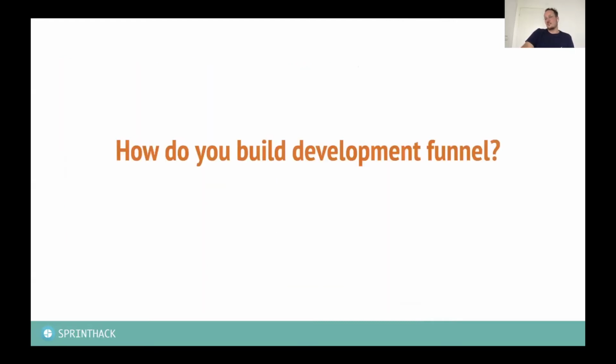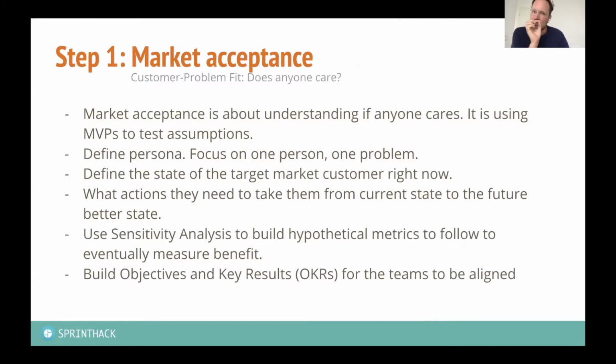So how do you build this development funnel? Step one is that you go after the question, does anyone care? Market acceptance is all about understanding whether anyone cares, using your MVPs and testing assumptions. You define a persona, you focus on one person, one problem. Otherwise, your funnel will just expand to huge. You define a certain state of the target market.